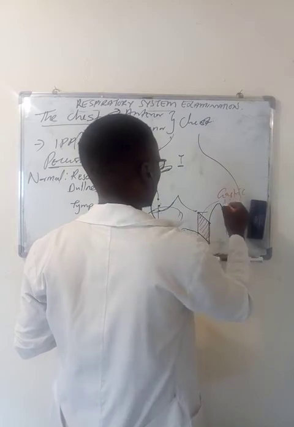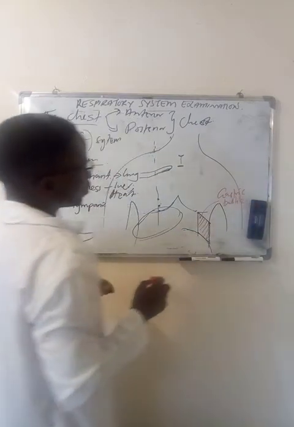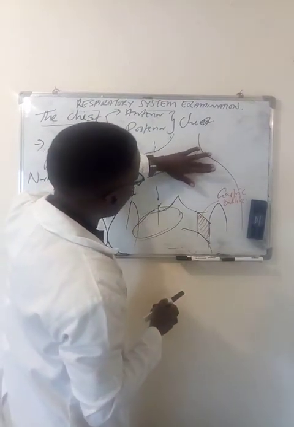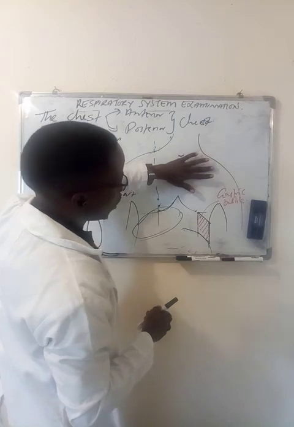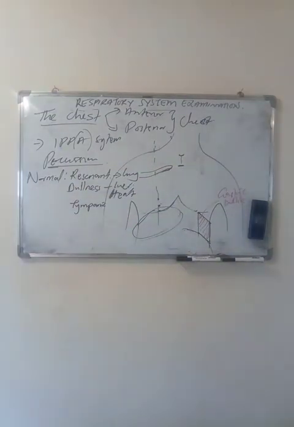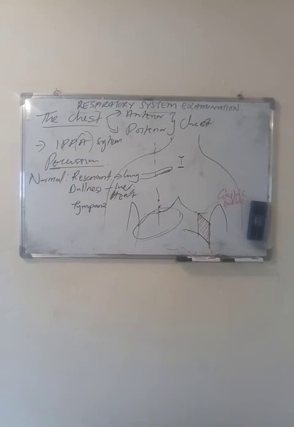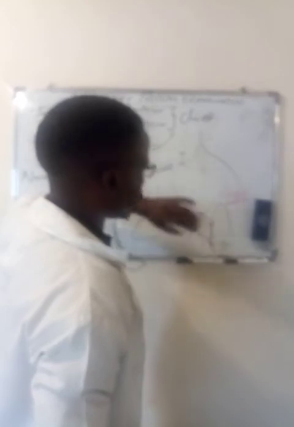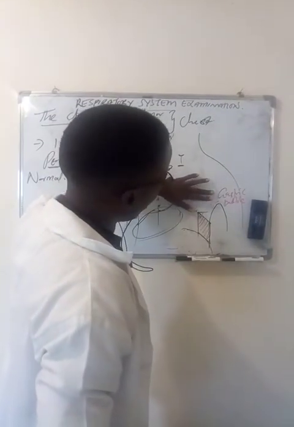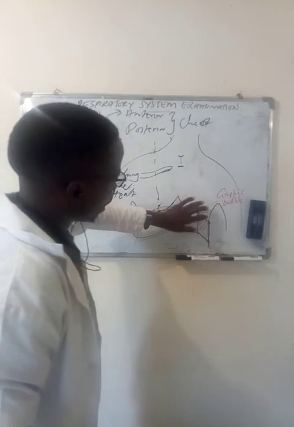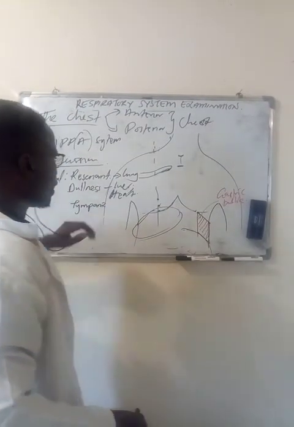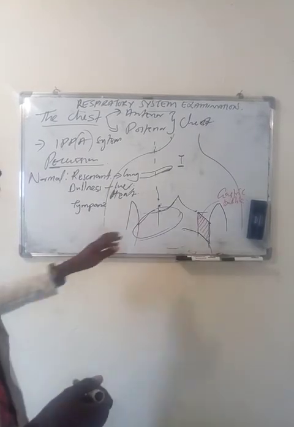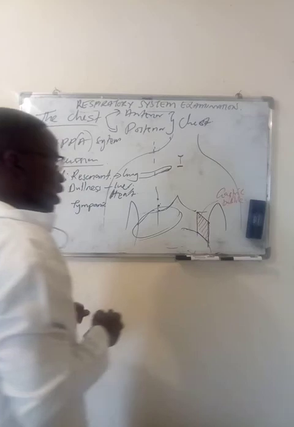So it means that as you are percussing from up here, you're going to have resonant sound. As you continue coming down, you're going to find what? You're going to find dullness because of the heart, and then further down you're going to find a tympanic sound, because of this gastric bubble. So that is what is normal.